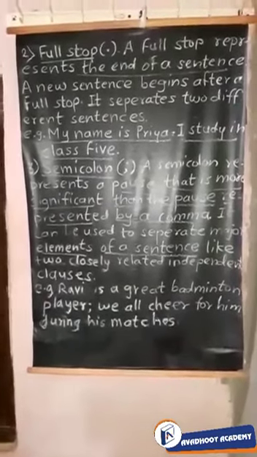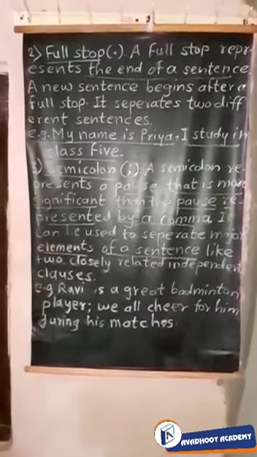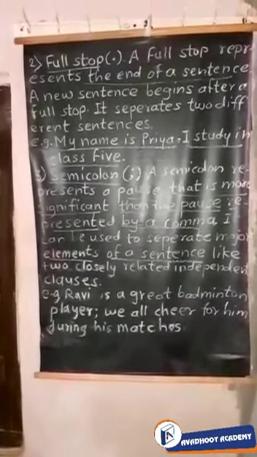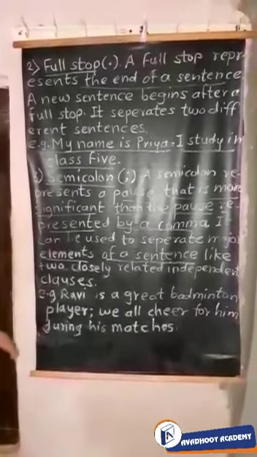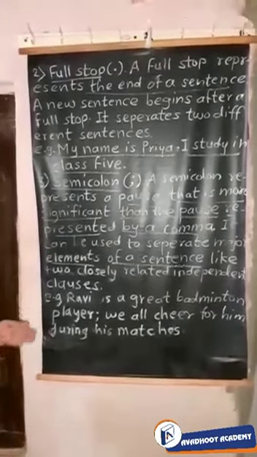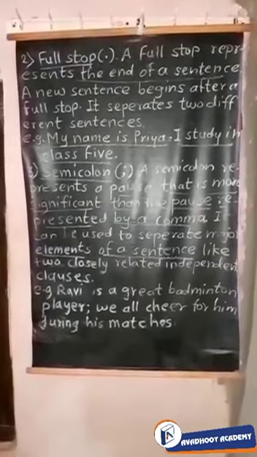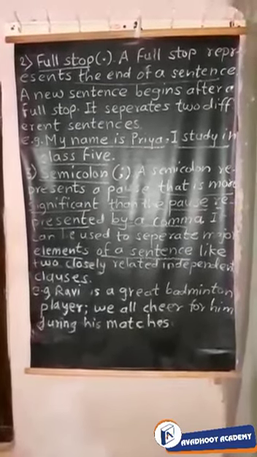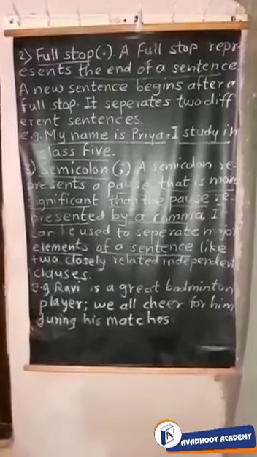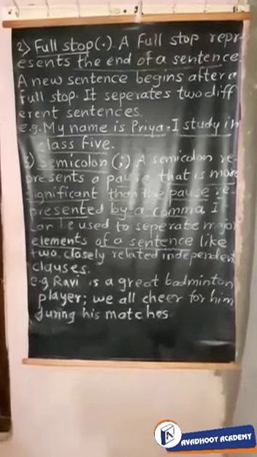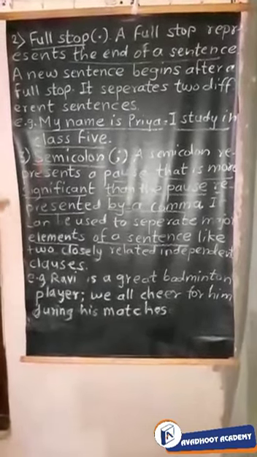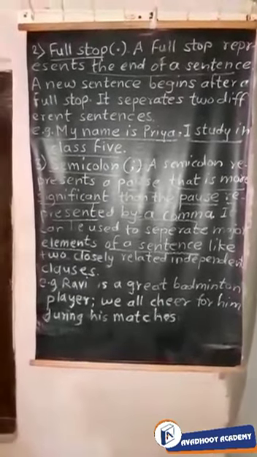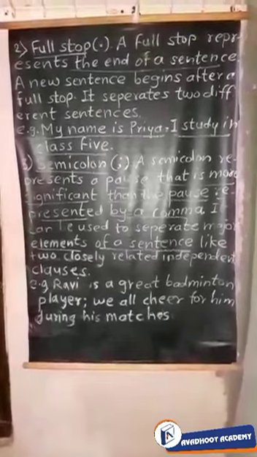Like that, there are 10 punctuation marks. We have seen just 3 in this lecture. The remaining 7 punctuation marks we will study tomorrow. Before that, I will send you some homework for practice of the full stop, comma, and semicolon. You have to make 10 sentences using full stop, comma and semicolon.